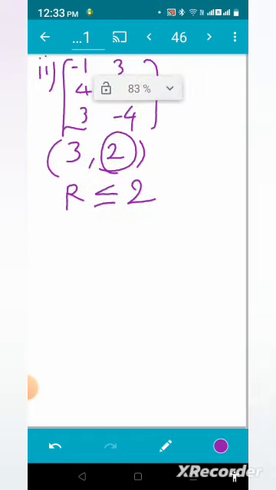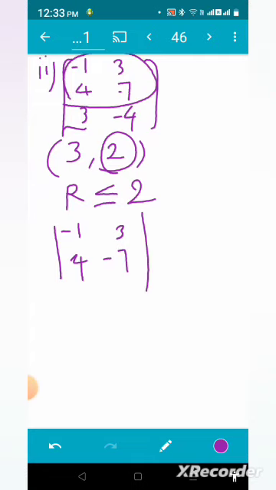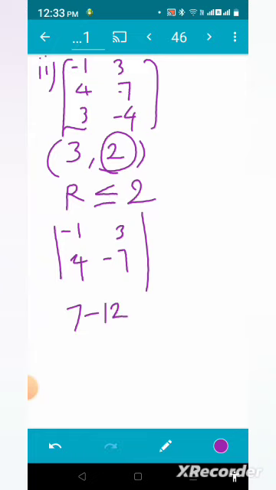So first we have to evaluate any 2 by 2 minor. First 4, 3, 4, minus 7. I take this one. So this is evaluated: minus 1 into minus 7 is plus 7, minus 12. So 7 minus 12, the evaluated value is minus 5. Minus 5 is not equal to 0.